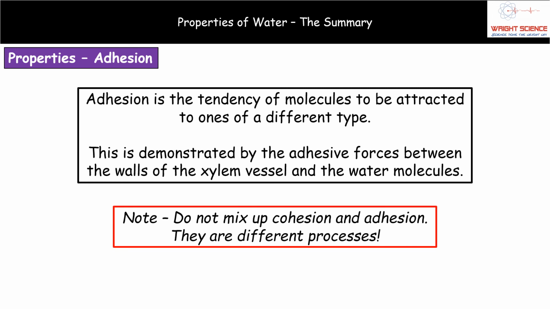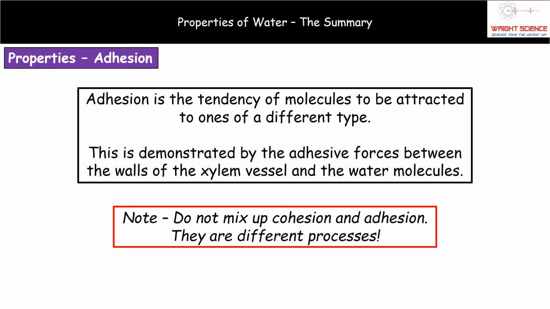Our next property is adhesion. Now, adhesion is not the same as cohesion. These two are terms that people mix up quite a lot. Please don't, because it's just wrong. It's scientifically incorrect. So cohesion is where we've got water molecules hydrogen bonded to other water molecules, so hydrogen bonds between water molecules. Adhesion is where we've got those water molecules being attracted to something else.